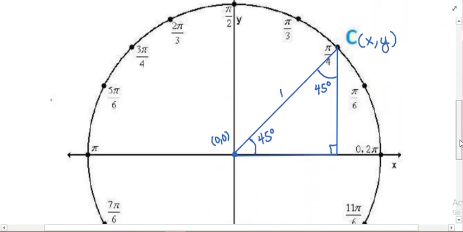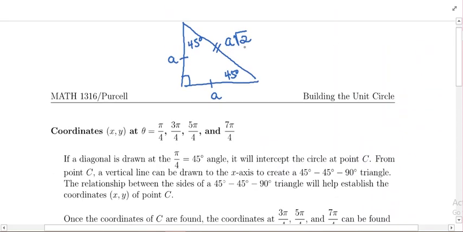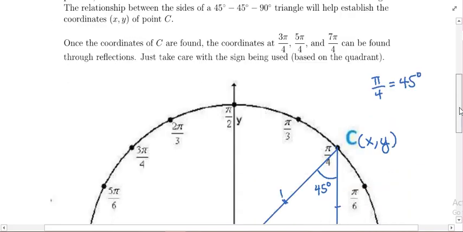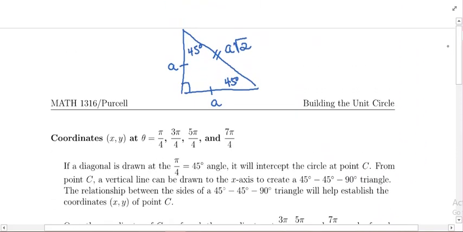If we scroll back down, we know that this is the hypotenuse. The other two sides are going to have the same length. To get the hypotenuse, you multiply the length of one of the other two sides by the square root of 2. Since the hypotenuse for this particular triangle is 1, we can solve for this. That gives us this equation.